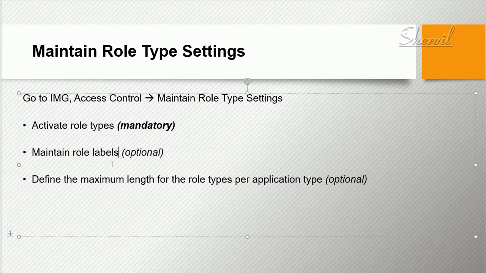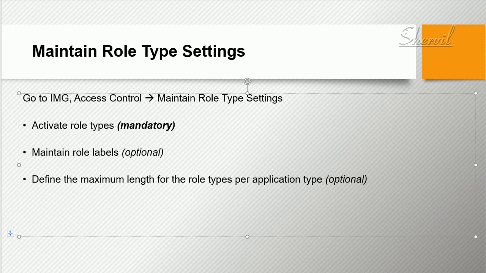You also have to maintain the role labels for describing what roles are, whether related to project or support or whatever, and what languages are. Now we'll see what this is. It's an optional step. There's another optional step you need to maintain, which is the maximum length of the role depending on the role types. For example, for technical roles in an SAP backend system, you can have up to 30 characters in ABAP systems.